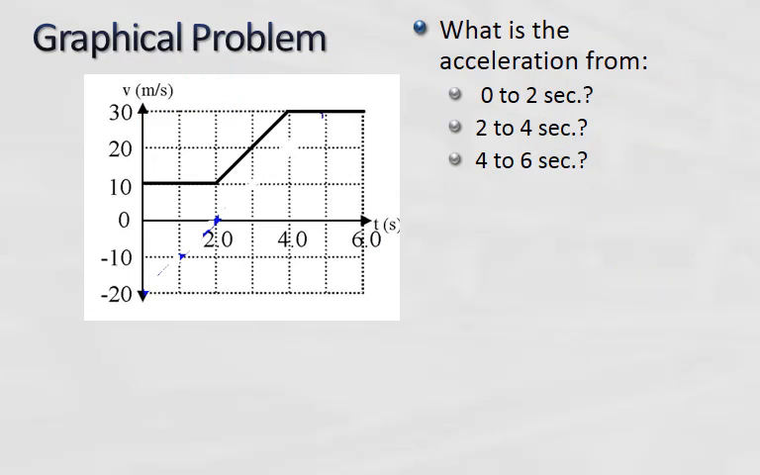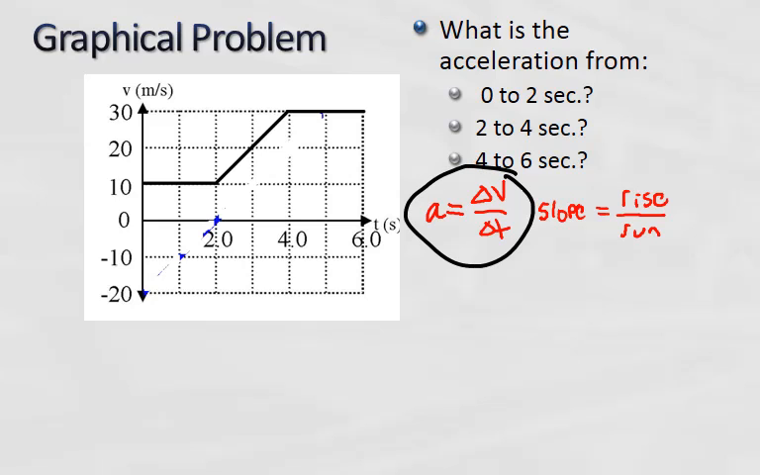All right, for this one, what is the acceleration from 0 to 2, from 2 to 4, and from 4 to 6? So again, with this one, remember, acceleration is the change in velocity over time. So our rise is velocity, our run is time. Go ahead and pause the clip and try these, and then when you're ready to check, you can hit play to continue.